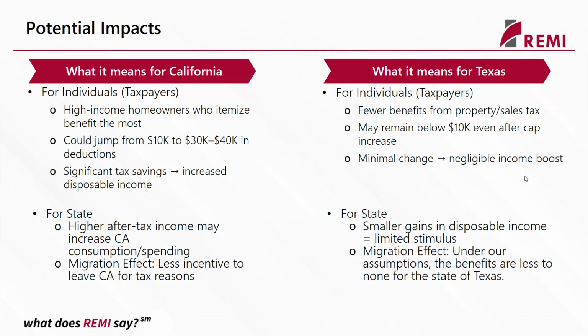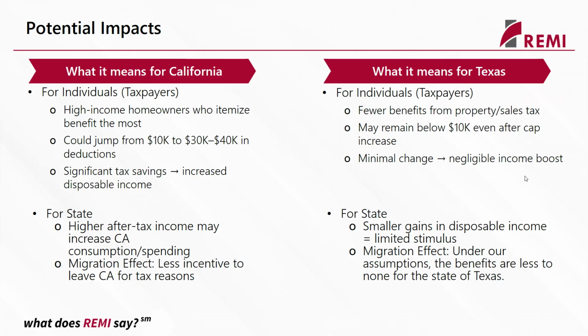On the other hand, the cap extension does not have substantially big benefits for taxpayers in Texas because of lower benefits from property or sales tax. Many SALT deduction payments are below the $10K cap, so the increase of the cap from $10K to $40K has minimal effects. At a state level, the impact on disposable income is also limited.